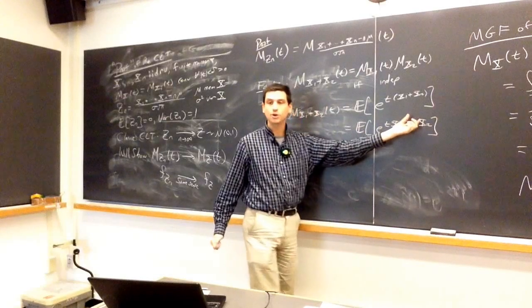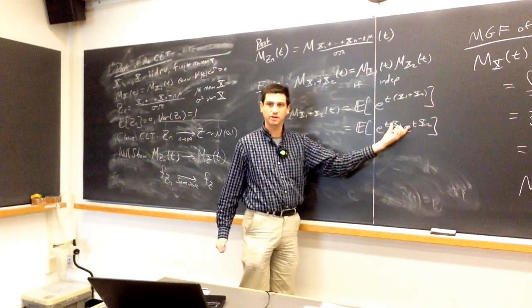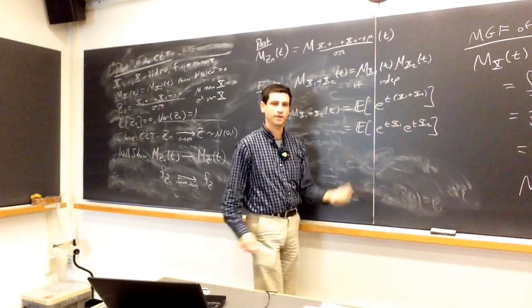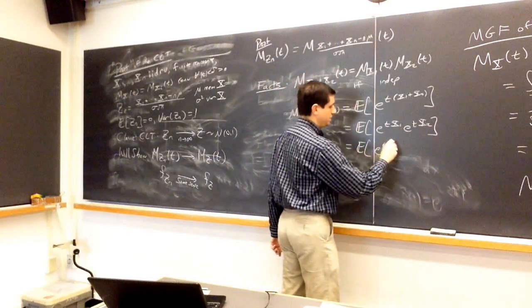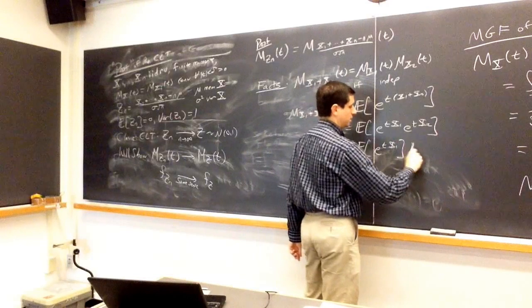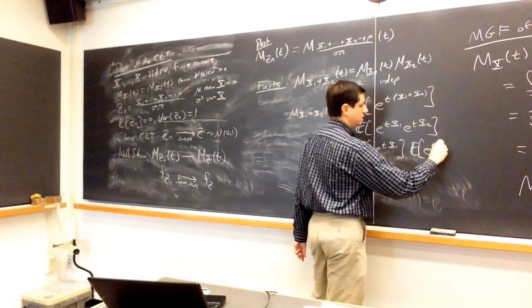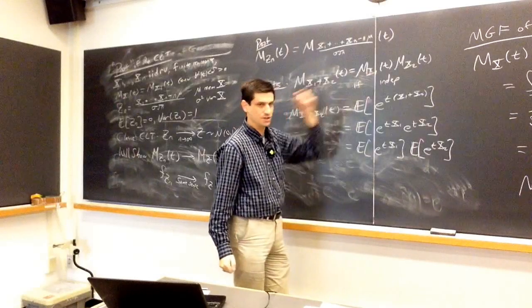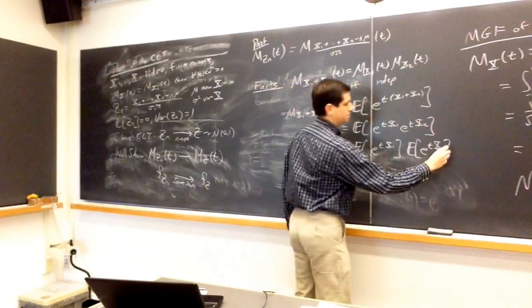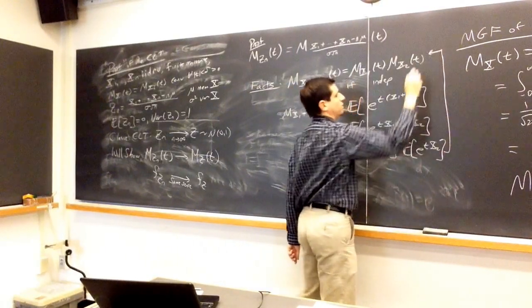The expected value of a product of independent random variables is the product of the expected values. And so you'll just get the expected value of e to the t x1, expected value of e to the t x2. And that's the moment generating function of the first and the moment generating function of the second. And that will finish the proof.